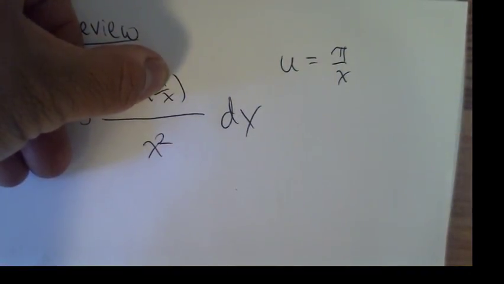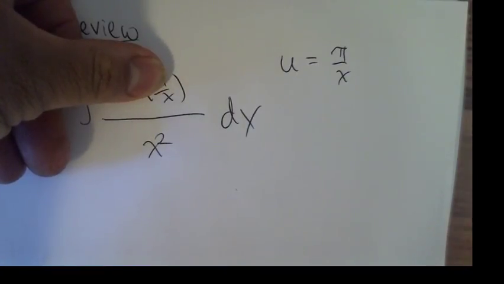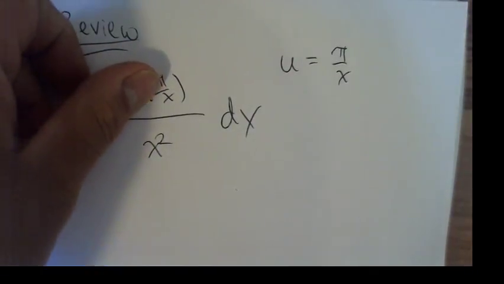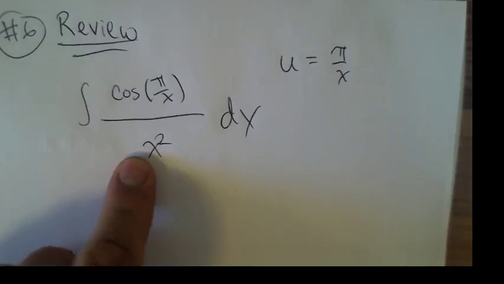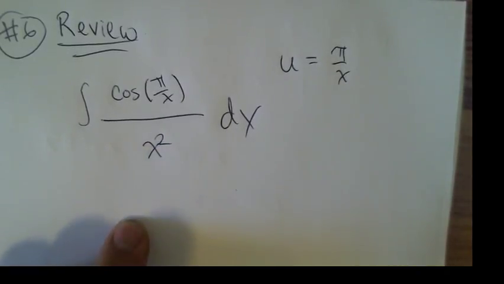Again, don't worry about the constant. Always worry about just the variable. The derivative of 1 over x is negative 1 over x squared. And I see the x squared out there. I don't see a negative or a pi, but again, don't worry about that. All we care about is the function of x.